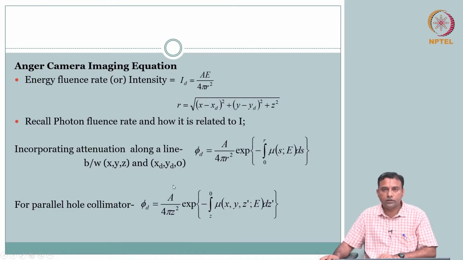You had a source, the source is attenuated along the line, and this is the radioactivity that falls on the detector after going through the collimator. After going through the collimator, what is there? Crystal. We will come to that. So this is what at least you have let into the camera. Is this good, or is there some simplification we can think about?